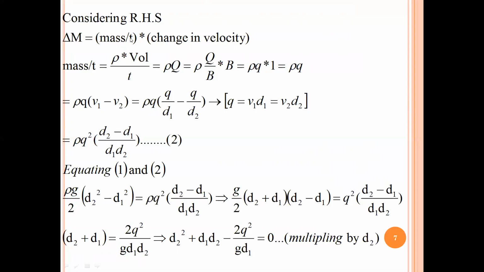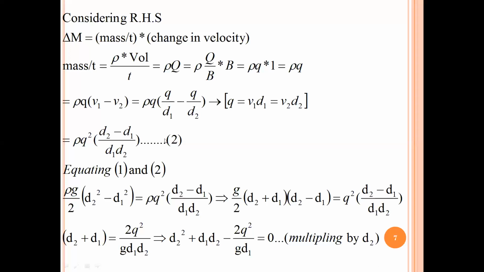Now I'll substitute this in this equation, so I'll have rho into q into the change in velocity, v1 minus v2. As I told you earlier, we are finding a relationship between D1 and D2. So I want to avoid whatever other unknowns we have taken. So here I'm writing v1 and v2 in terms of D1 and D2. How? I know that small q is equal to v1 D1 is equal to v2 D2. So I'll write v1 as q by D1, v2 as q by D2. So I've substituted this. Again I can take q common, so rho q square into D1 minus D2 divided by D1 D2. So this is equation 2.